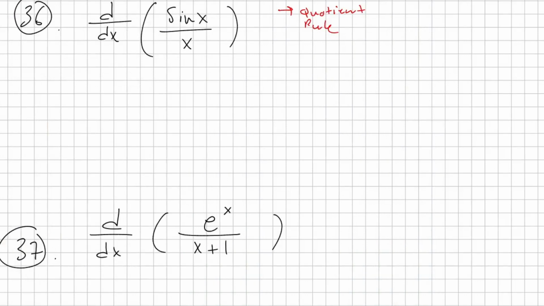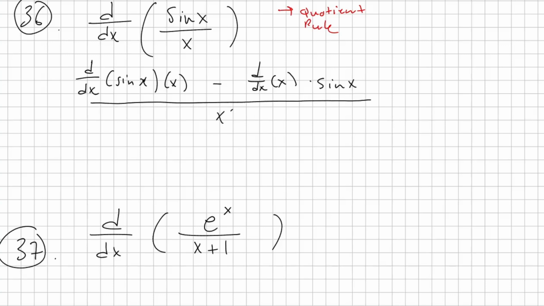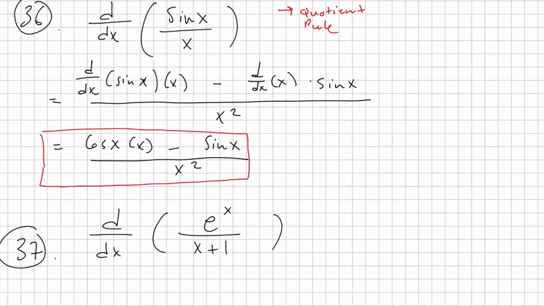For question number 36, we're going to be taking the derivative of sine x over x, and for that we're going to be using quotient rule. So we're going to be taking the derivative of sine x, multiplying this by x, subtracting out the derivative of x times sine x, and dividing this all by x squared. The derivative of sine x is cos x, so cos x times x, subtract out the derivative of x, which is 1, times sine x, so it's minus sine x, over x squared. If you guys can simplify it, simplify it. I'm just going to box it out here for now. That's your answer without simplification.